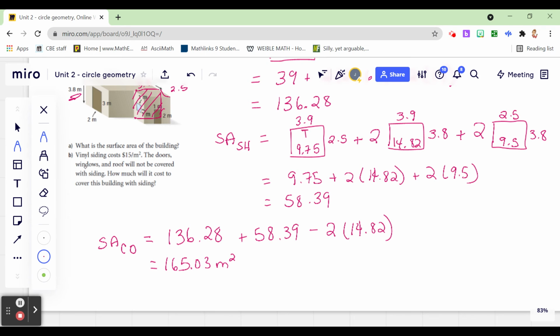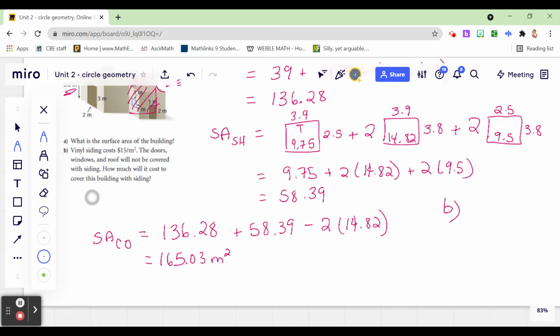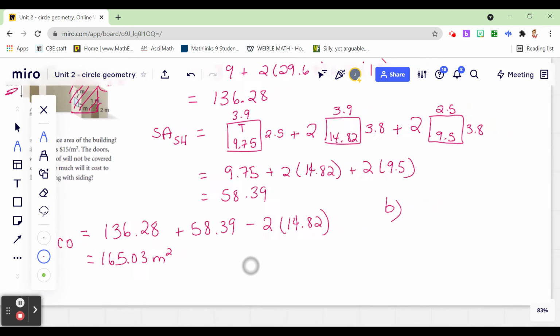Okay, but then in part B, I'm going to just scooch it over this way a little bit after I read the question. Part B is going to be over here. Okay, and so this says that the vinyl siding costs $15 per meter squared. The doors, windows, and roof will not be covered, and obviously the ceiling will also not be covered. So how much will it cost to cover this building with siding? Because siding is only on the sides.